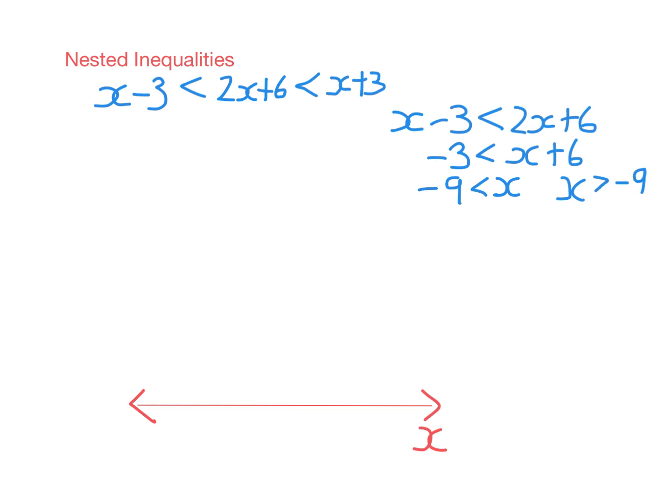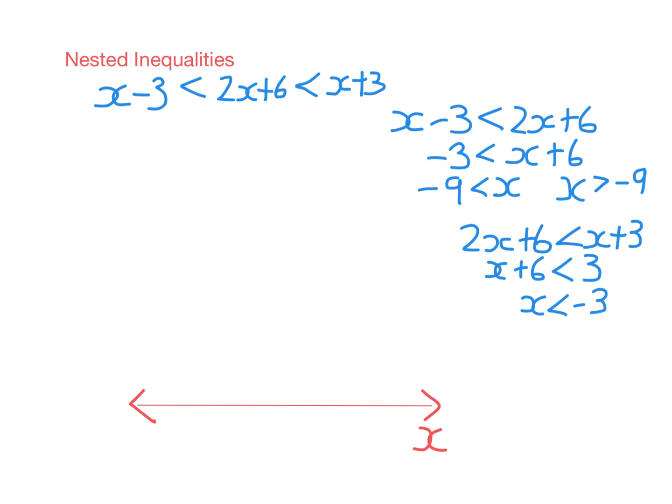Now I'm going to do the second part of the inequality. So 2x plus 6 is less than x plus 3. So to solve this, I want x in one spot. Again, I'm going to subtract x from both sides. Subtracting x from the left-hand side, I get that. Subtracting x from the right-hand side, I get that. So now again, I'm going to subtract 6 from both sides. I get x is less than negative 3.